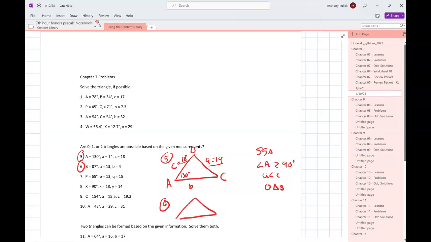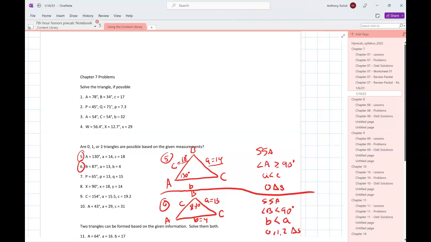6 then. Again, I just draw my triangles identical because I don't care about scale. All I'm using it for is to figure out what the situation is. So again, this is an SSA situation. Here my given angle is acute. So the thing I want to check is whether the side opposite is the shorter of the two sides. So this is the 0, 1, or 2 triangle situation.